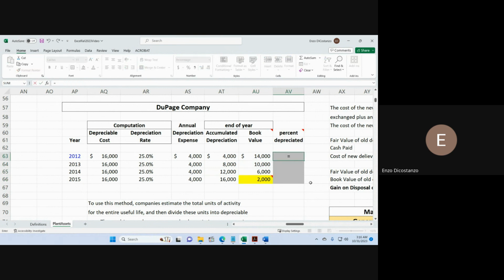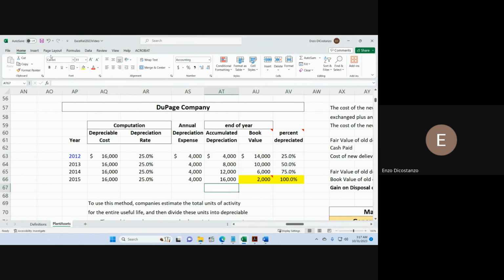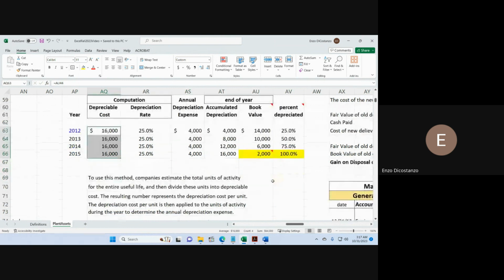And the percent depreciated is simply the accumulated divided by the depreciable cost. Obviously, you want to get to 100% at the end of all that. So we did this one. In other words, we showed you how to get the annual expenses, what the depreciable cost was, all the components of this model.